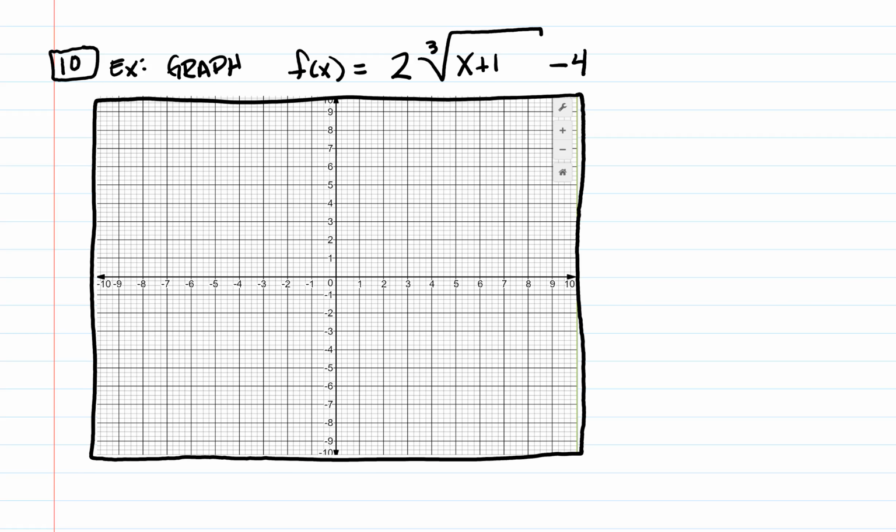Okay, and then lastly for box 10, I'm going to show you how to graph f of x equals 2 times the cube root of x plus 1 and then minus 4. So the first thing that I'm going to do is graph the cube root of x. So that's going to be 0, 0, 1, 1, -1, -1, 8, 2, and then -8, -2. So in blue, this would be my graph for the first one here.